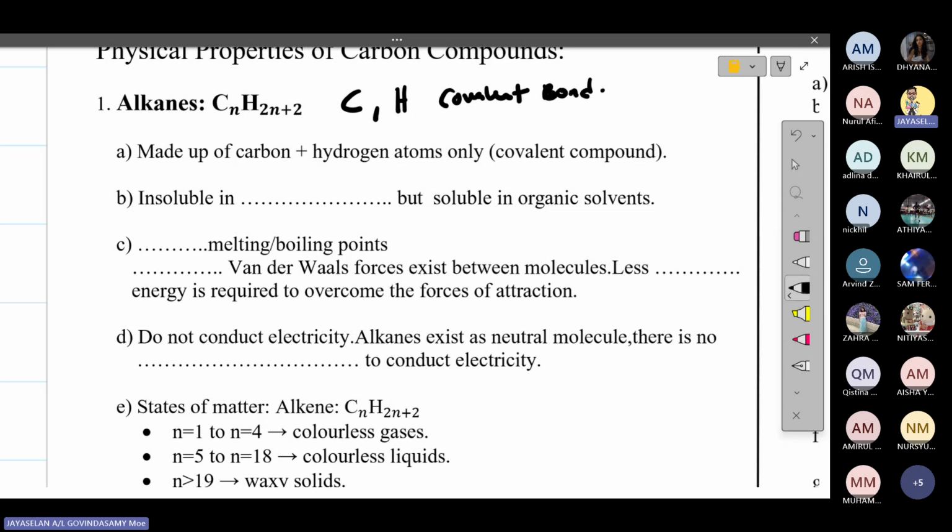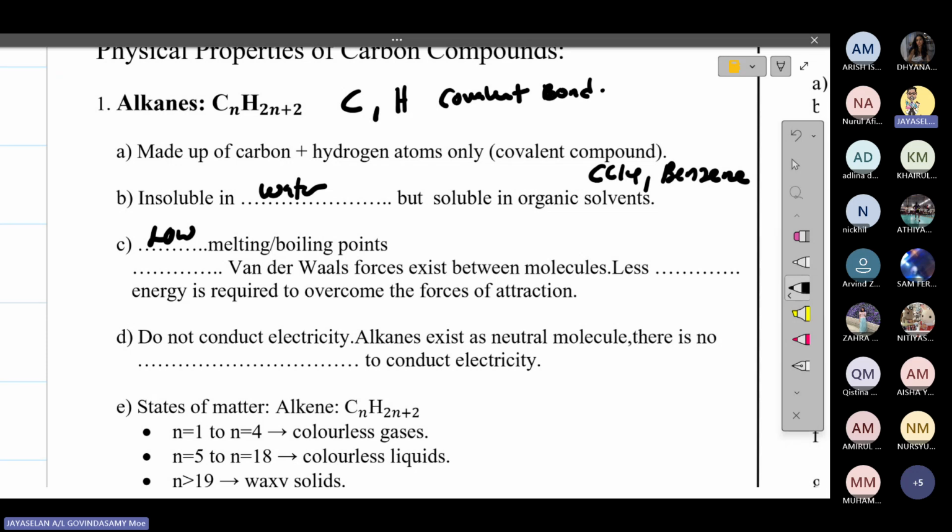Okay, so again, covalent compound, insoluble in water, but soluble in organic solvent. Ingat one organic solvent, CCl4, tetrachloromethane, or you guys can remember benzene or acetone solution. Okay, all alkane compounds have low melting point and boiling point.